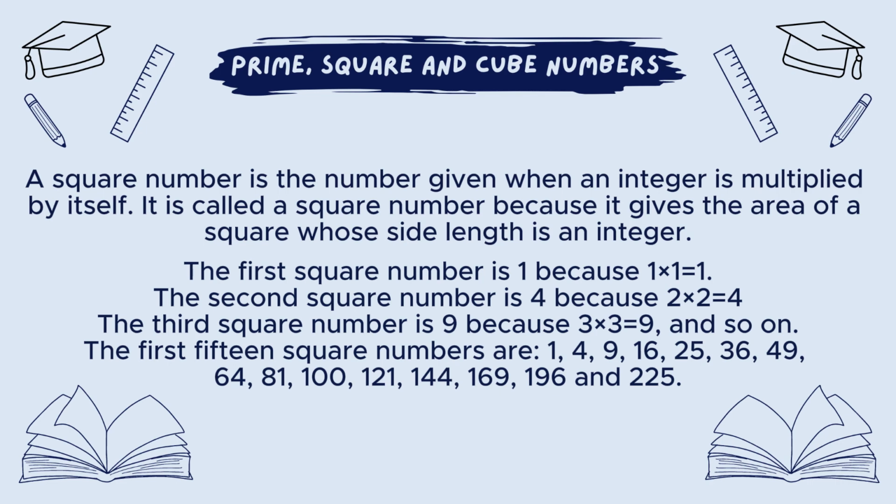The first 15 square numbers are 1, 4, 9, 16, 25, 36, 49, 64, 81, 100, 121, 144, 169, 196, and 225.